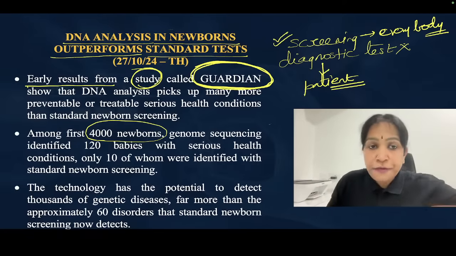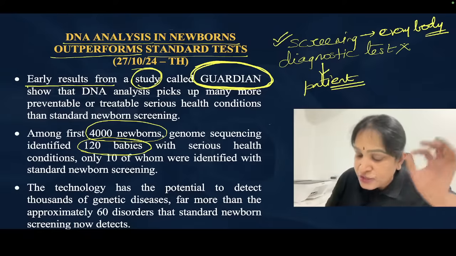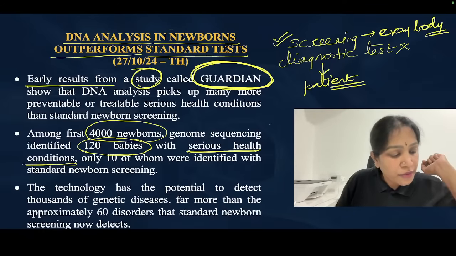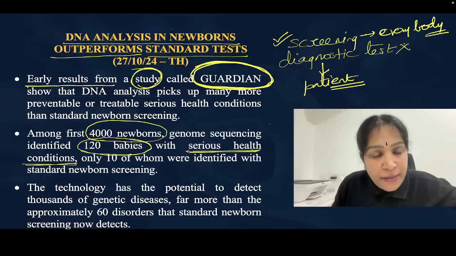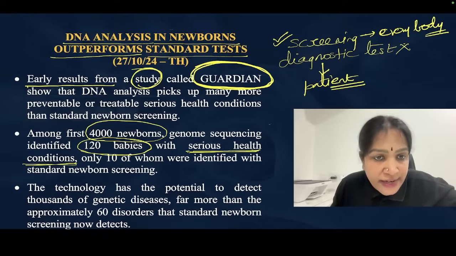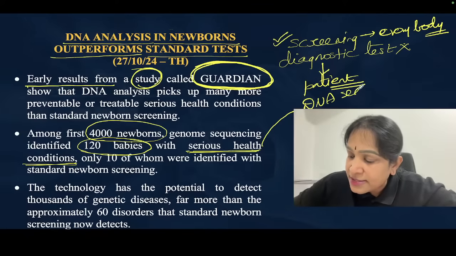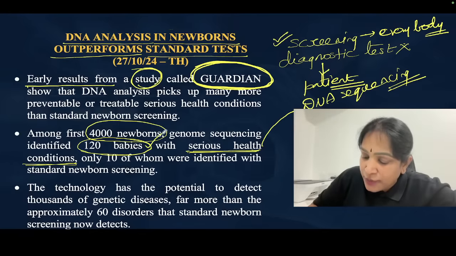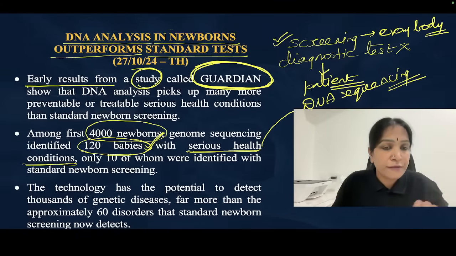Okay. Out of 4,000, how many babies are diagnosed with some serious genetic diseases? How many babies are diagnosed with serious health conditions? 120. Is it clear? These 120 babies are diagnosed with genetic conditions by what method? DNA sequencing, isn't it? The serious genetic diseases in 120 babies were diagnosed using DNA sequencing. Clear for all of you?